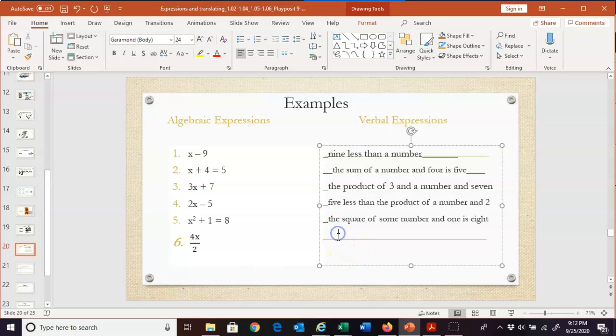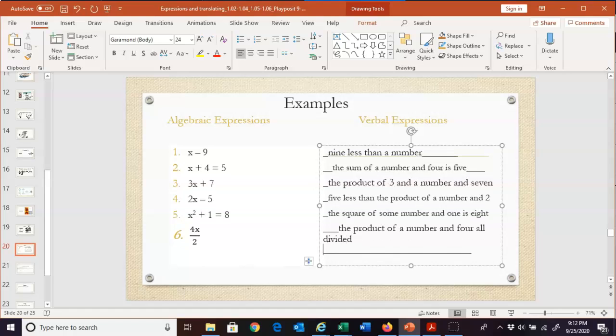All right, the last one. So we see a division bar, so we're definitely going to use the word quotient, right? So we could say a product of a number and 4, we could say divided by, all divided by 2.